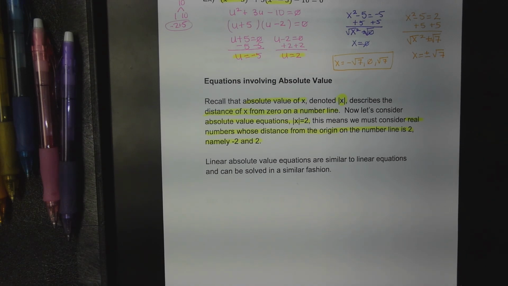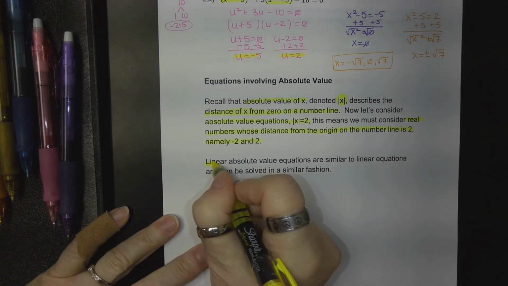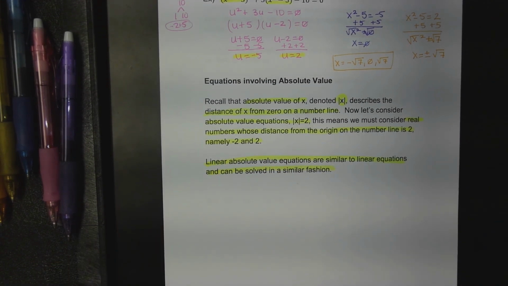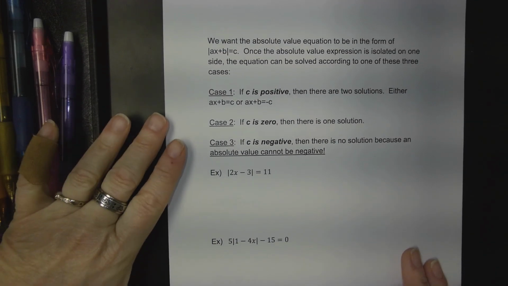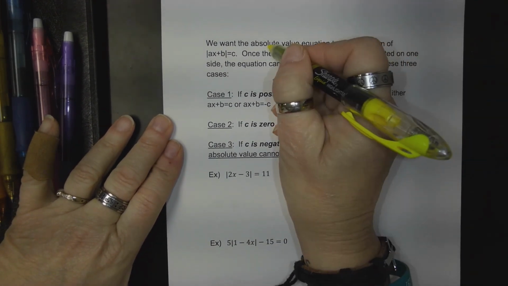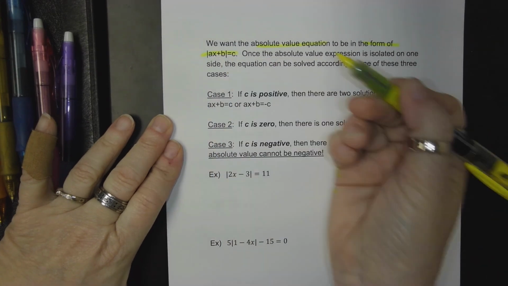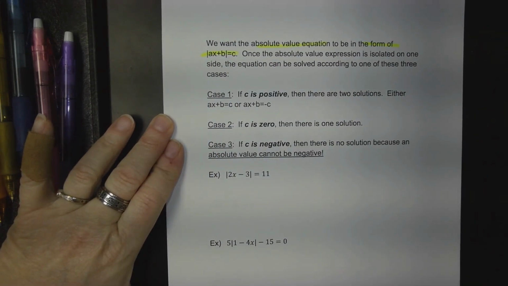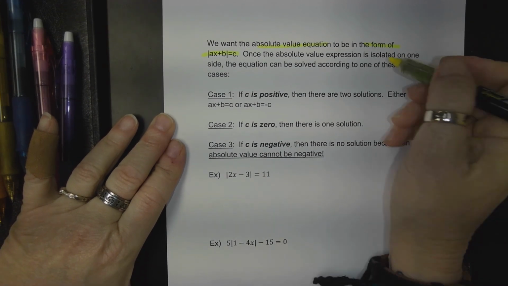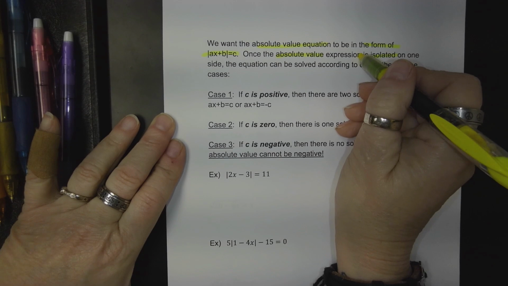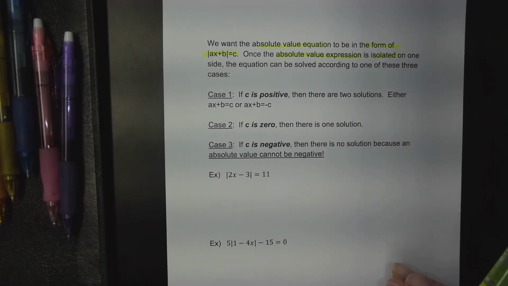Linear absolute value equations are similar to linear equations and can be solved in a similar fashion. That's important to remember. We want absolute value equations to be in the form absolute value of ax plus b equals c. Once the absolute value expression is isolated on one side, once again, we want to isolate the absolute value expression, the equation can be solved according to one of these three cases.